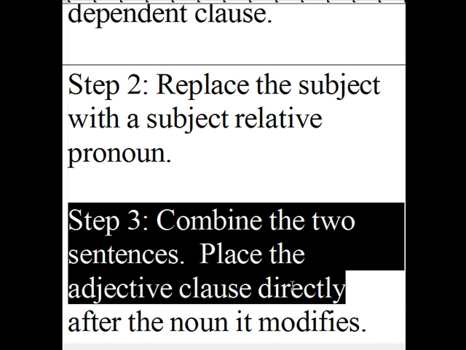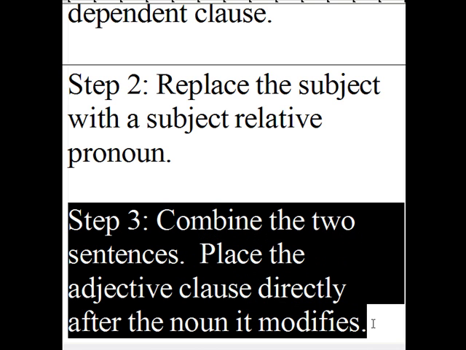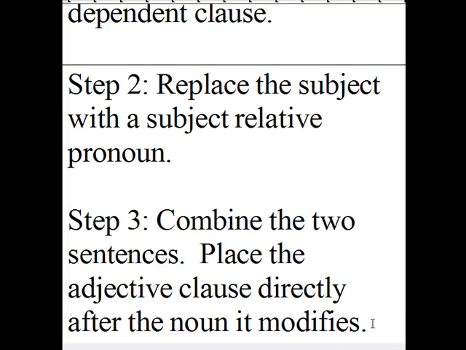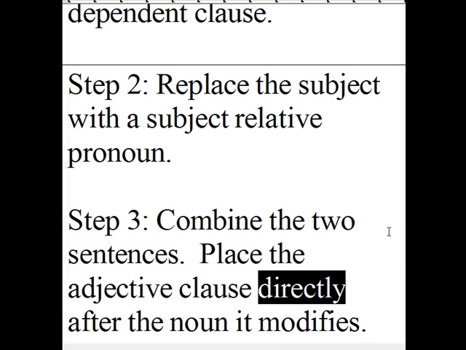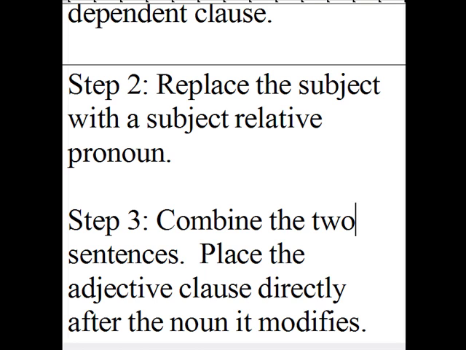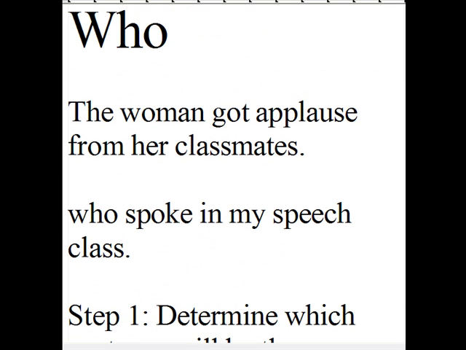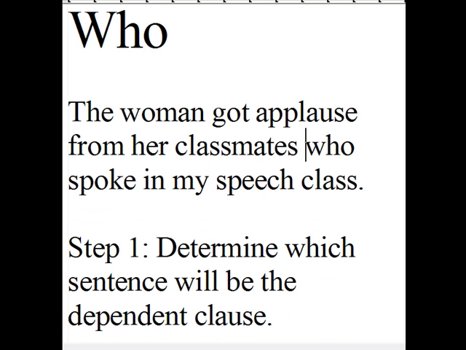Combine the two sentences. Place the adjective clause directly after the noun it modifies. Now remember here, it says directly after the noun it modifies. This is important for adjective clause placement. Okay, so in this sentence, we have who, which means the woman, not classmates. Now once we combine, this would actually not be correct, and 3 of my students in grammar class today did this. They wrote sentences similar to this.